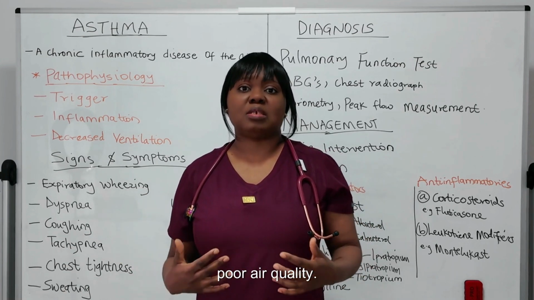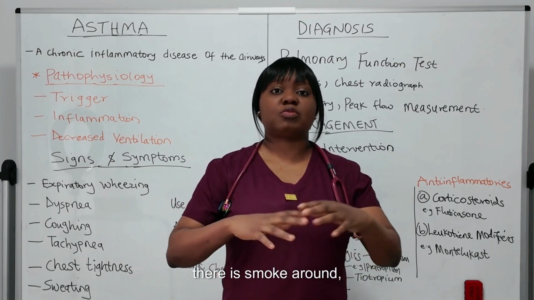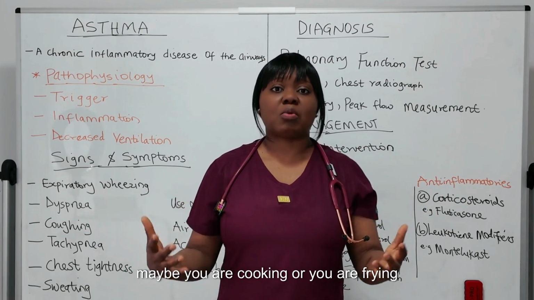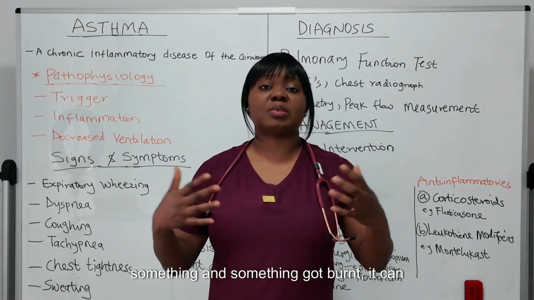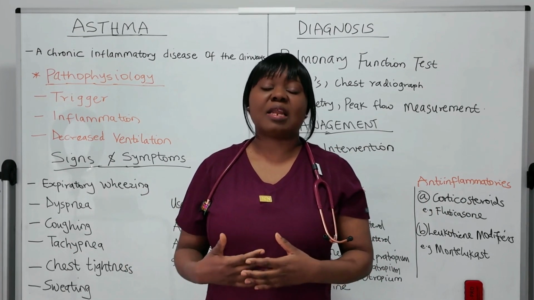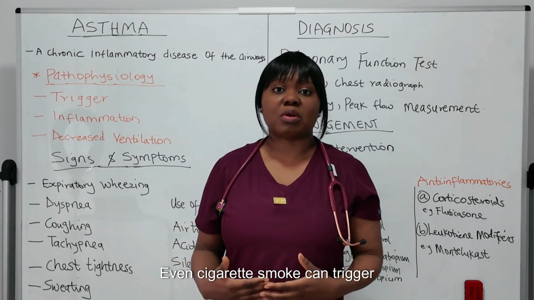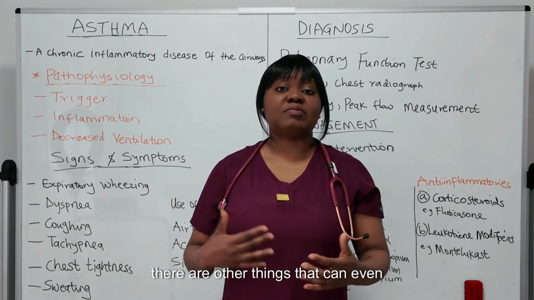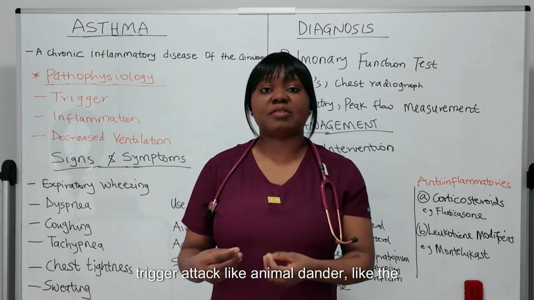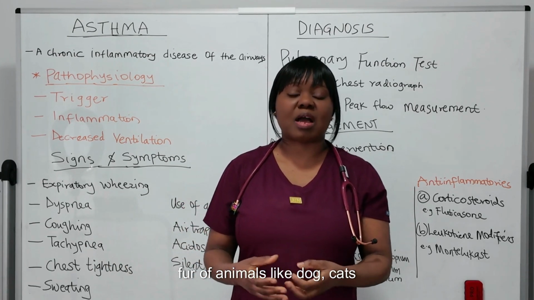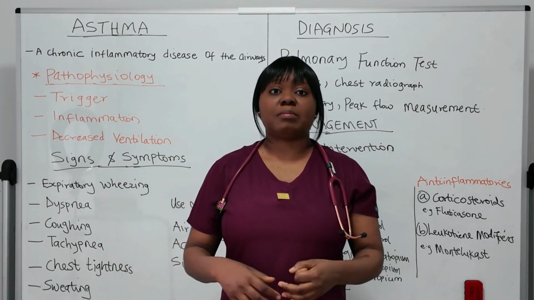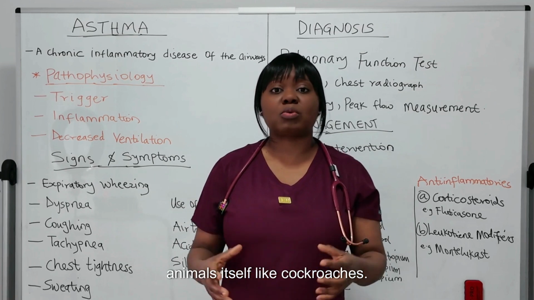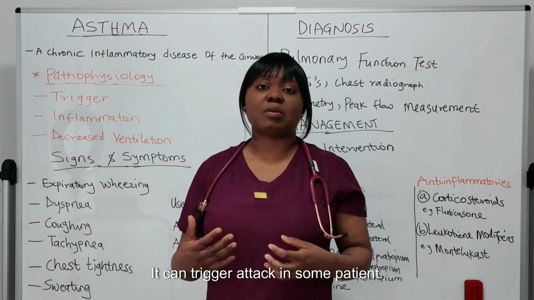Poor air quality, let's say there is smoke around, maybe you are cooking or you are frying something and something got burnt, it can trigger an attack. Even cigarette smoke can trigger an attack. Now, there are other things that can even trigger an attack, like animal danders, like the fur of animals like dog, cat, and even animals themselves, like cockroaches. It can trigger an attack in some patients.